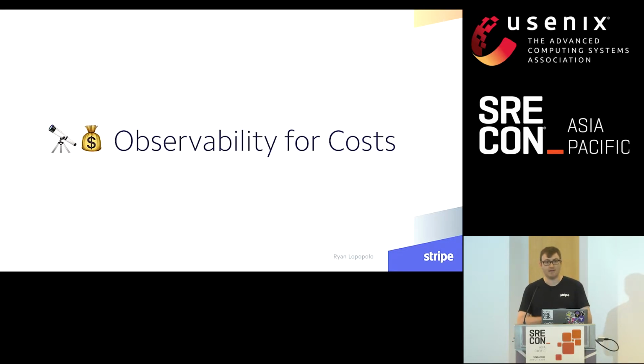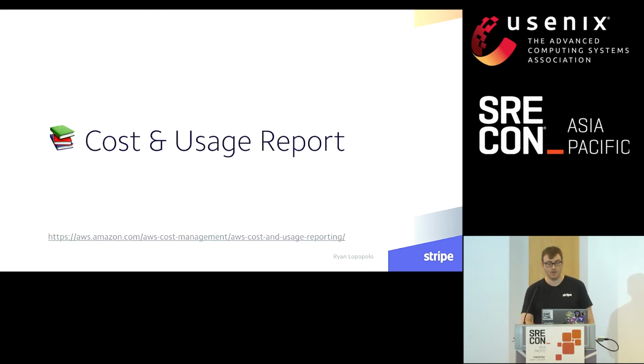So if we want to add observability to our costs, we need a metric source. We need some sort of time series that we can look at to derive some insights about the data. For that, we're going to use the Cost and Usage Report. This is a report that AWS publishes to you for free, believe it or not, that contains an hourly log of every billing line item that you've had in your account. This includes things like the type of resources you're buying and how much of them. These SKUs are going to come up again.